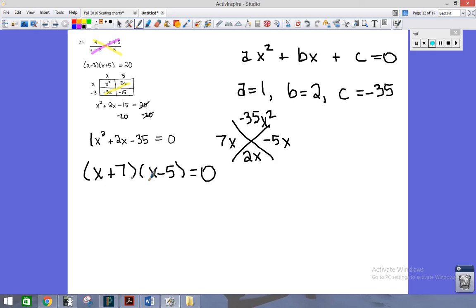So if you have two numbers that multiply together to give you 0, we have a theorem that says, hey, at least one of those numbers has to be 0. Either x plus 7 is representing 0, or x minus 5.